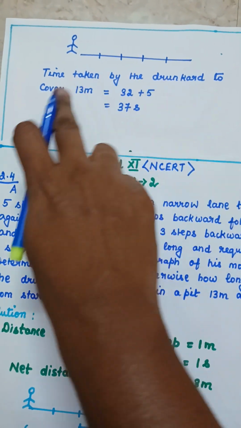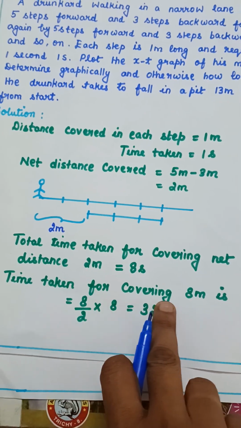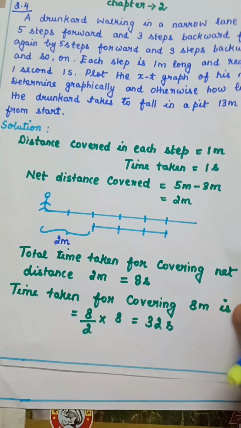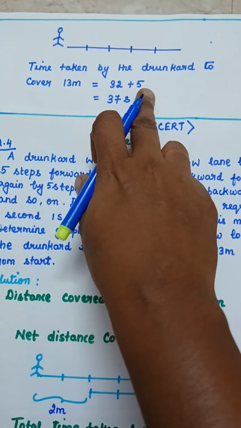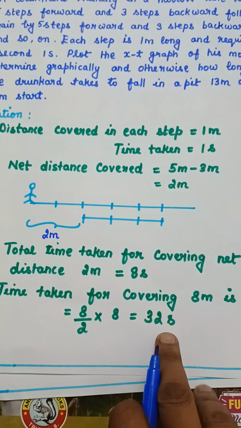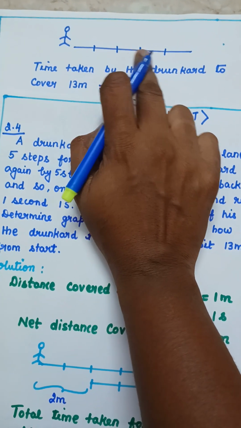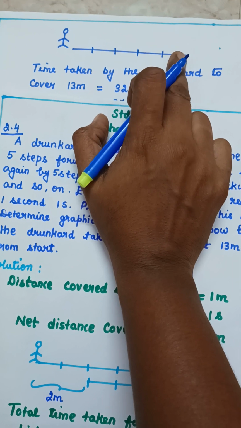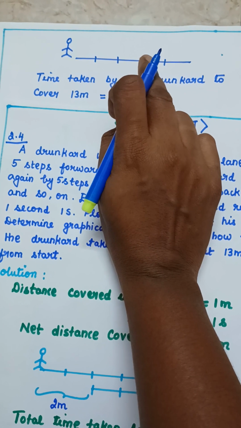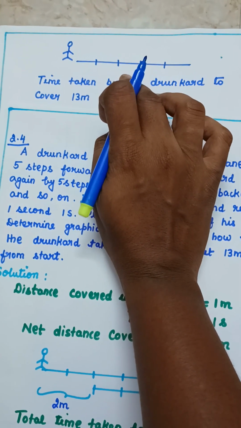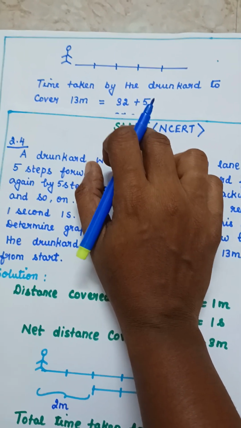Time taken by the drunkard to cover 13 meters. So already we have calculated the time taken for covering 8 meter is 32 seconds. Now the time taken by the drunkard to cover 13 meter is, just directly add 5. Why am I adding 5 directly to 32? Because this time the drunkard is covering 5 meter in the forward direction and he is falling down into a pit. He is not covering that 3 meter in the backward direction as he usually did in the previous cases.